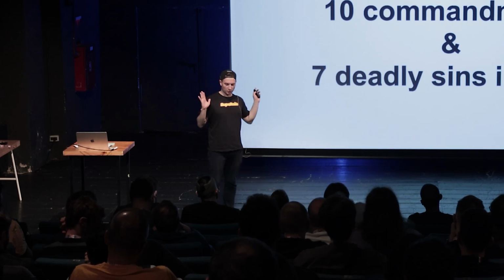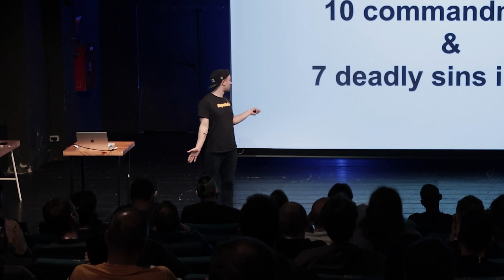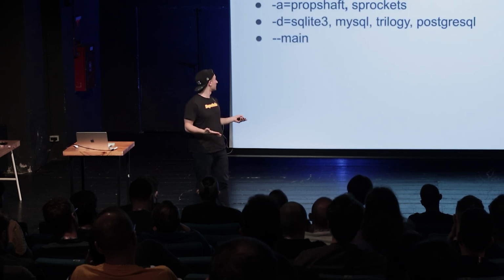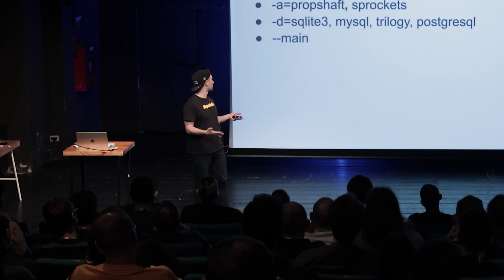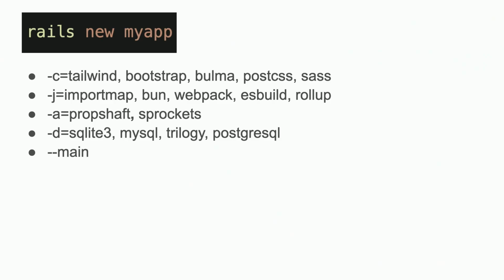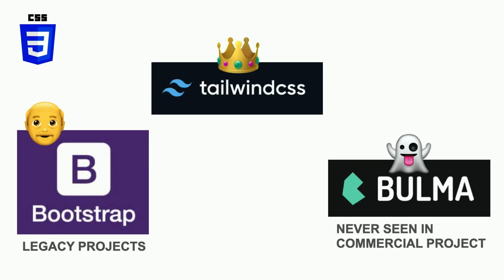So, okay, let's go back to the topic, 10 commandments and 7 deadly sins. Now, let's start from the very beginning. When we create a new Rails application, we have a lot of defaults that we can use. We can choose the CSS, like Tailwind, Bootstrap, Bulma. We can choose the JS framework. We can use the assets, database, SQLite, obviously. And you can set main to use the main branch of Rails, but not the latest stable release.